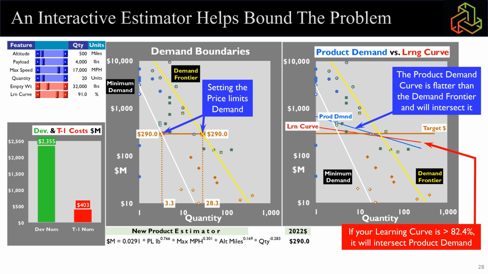Now, in this particular case, the way I've drawn it, that little dot right there is wedged in between product demand. The learning curve is right below it, meaning that it costs less than the government will buy it for, meaning that this is a conceivably viable program.